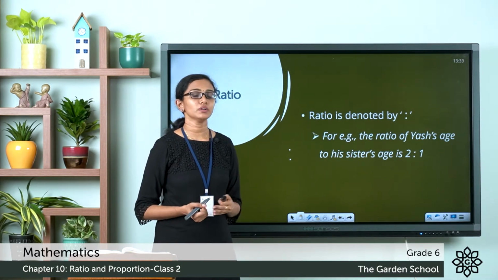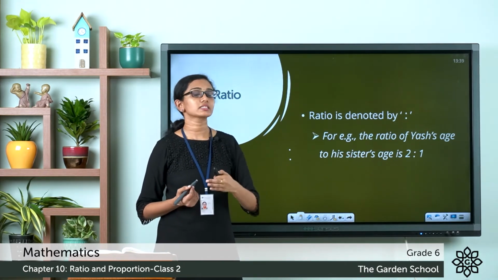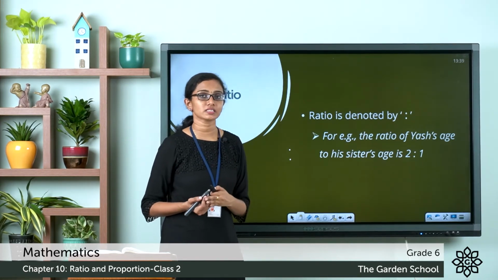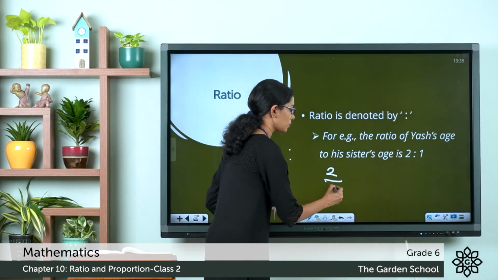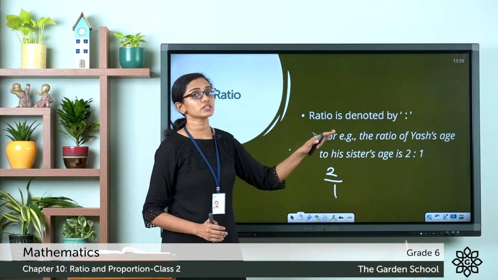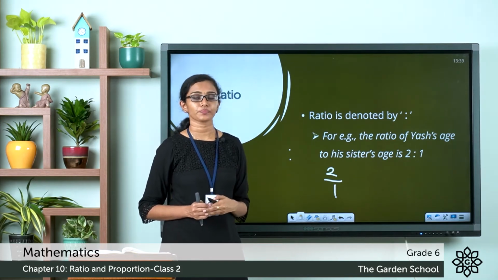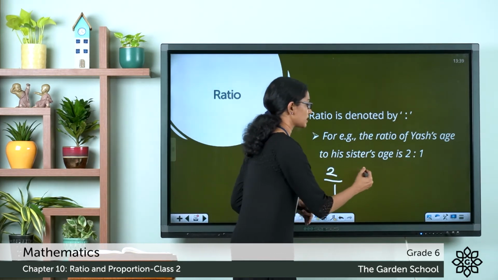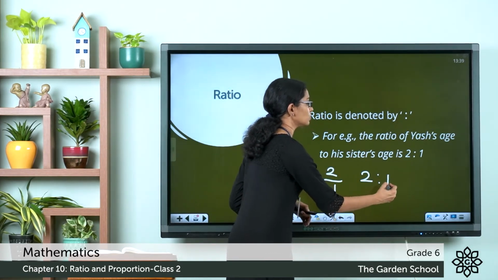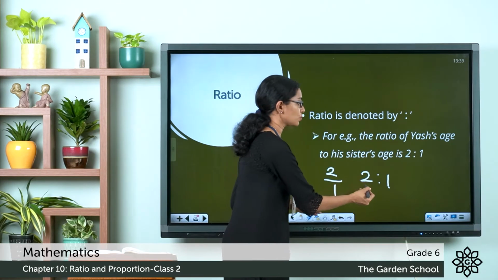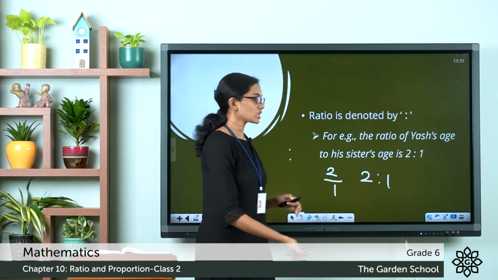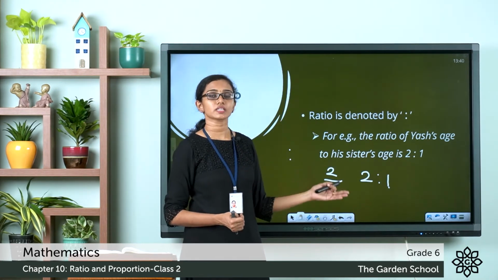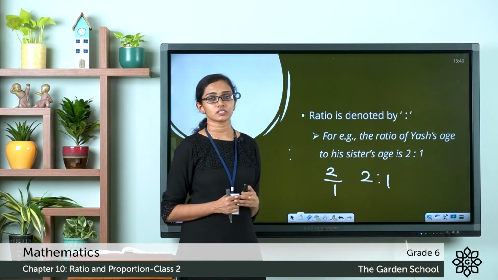In the previous example, we compared Yash's age and his sister's age by division and we saw that Yash's age by his sister's age is equal to 2 by 1. And this means Yash's age is 2 times that of his sister. And how can we express this as a ratio? This can be represented as a ratio as 2:1. This is read as 2 is to 1. This means 2 times Yash's age is 1 time his sister's age. That is, Yash's age is 2 times that of his sister's age.